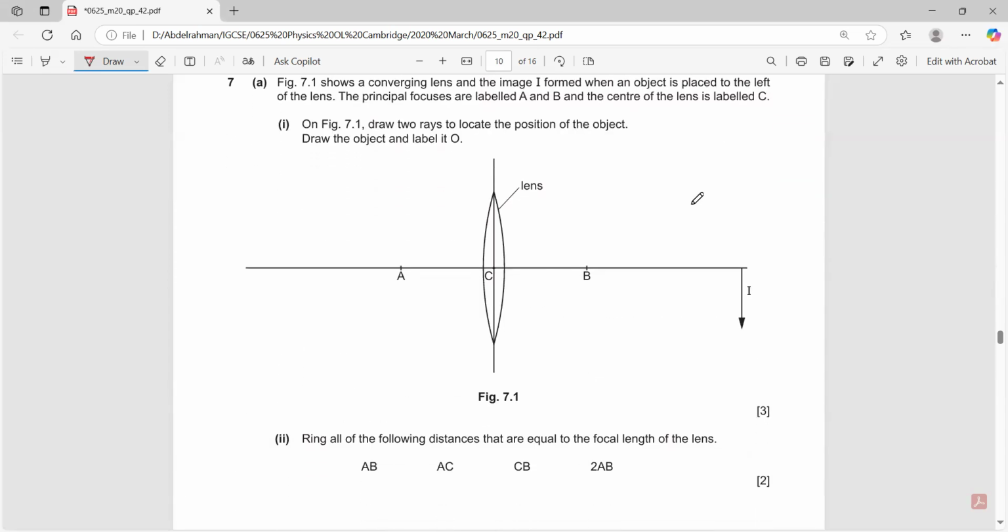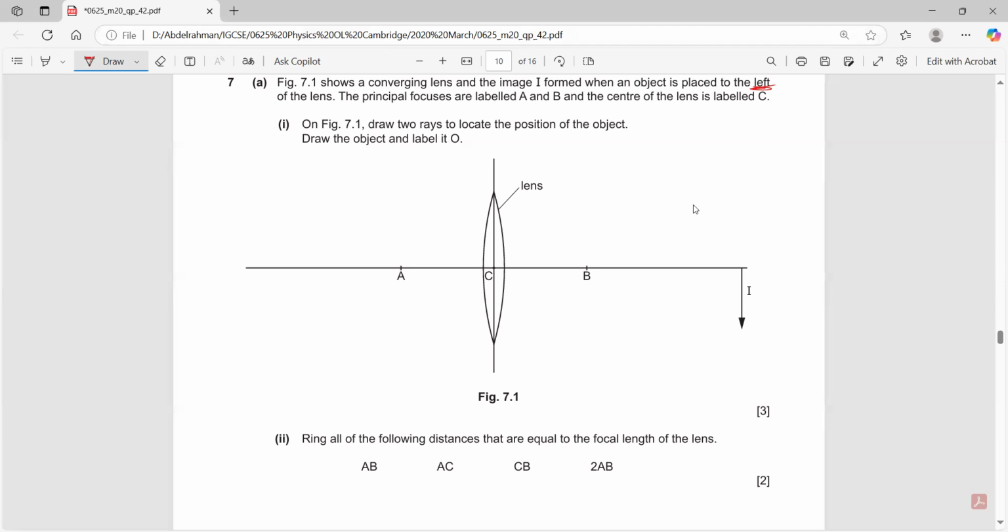Figure 7.1 shows a converging lens and image I formed when an object is placed to the left of the lens. So the object is now placed to the left of the lens. The principal focuses are A and B. So A and B are principal focuses. On figure 7.1, draw two rays to locate the position of the object. This is a rather easy drawing.